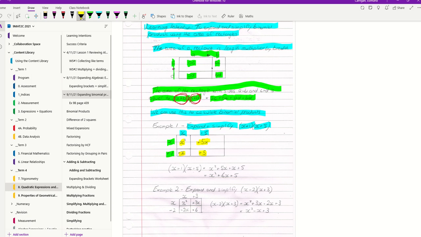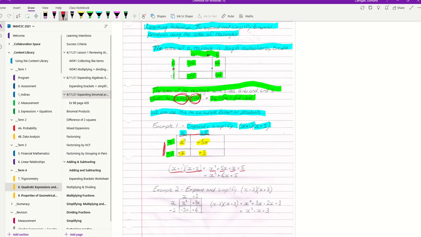Again, what we can see is the area of the big rectangle is the area of the four small rectangles. This side down here is x plus 1. This side across here is x plus 5. x plus 1 times x plus 5 is equal to all of these things: x squared plus 5x plus x plus 5.